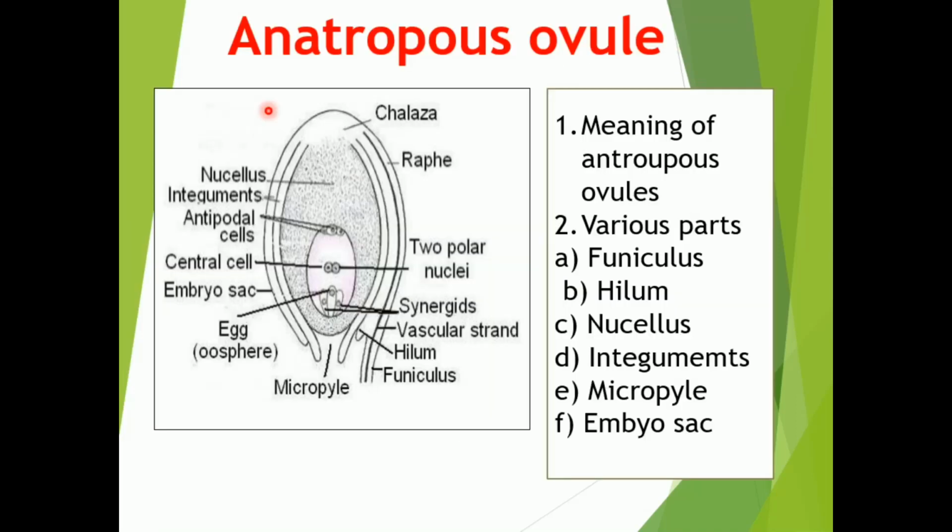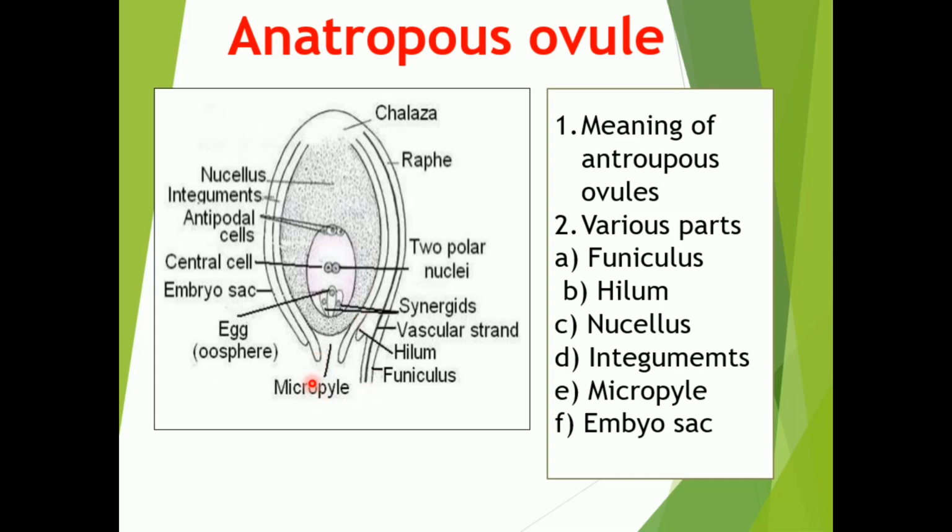This is a structure of an anatropous ovule. What is meant by anatropous? Anatropous means having or being a plant ovule inverted so that the micropyle is bent towards the funiculus, to which the body of the ovule is united.